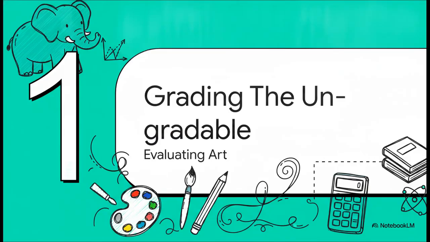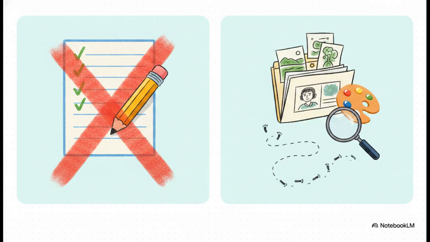Okay, let's jump right into section 1, grading the ungradable. We need to tackle the elephant in the room regarding how art evaluation fundamentally differs from traditional subjects. There is just a massive contrast between traditional assessment and evaluating art. We all know the traditional side, right? Standard tests, question papers, written answers, and a super heavy focus on what's right and what's wrong.